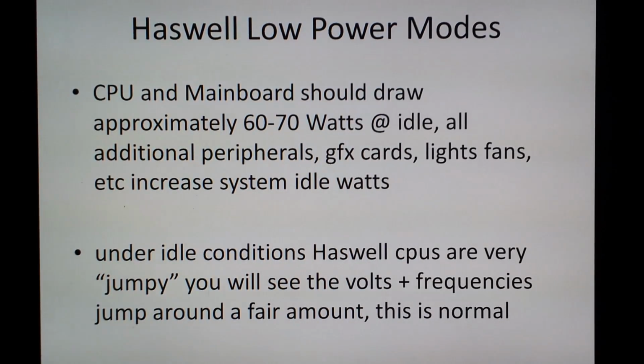Also, while the Intel Haswell CPU is in idle state, it's very jumpy. It'll jump from 800 megahertz, 1.2 gigahertz, 2 gigahertz, back down to 1.2, back up to 2 gigahertz, down to 800 megahertz, and the voltage will actually fluctuate as well, and I'm going to show you all of that. So if you see that, don't be alarmed. This is how the fully integrated voltage regulation works on the Intel Haswell CPU, and there is nothing to be alarmed about when you see this.